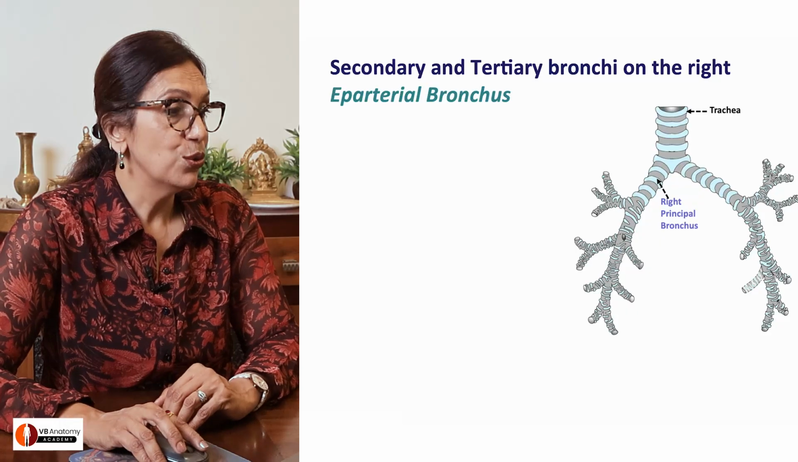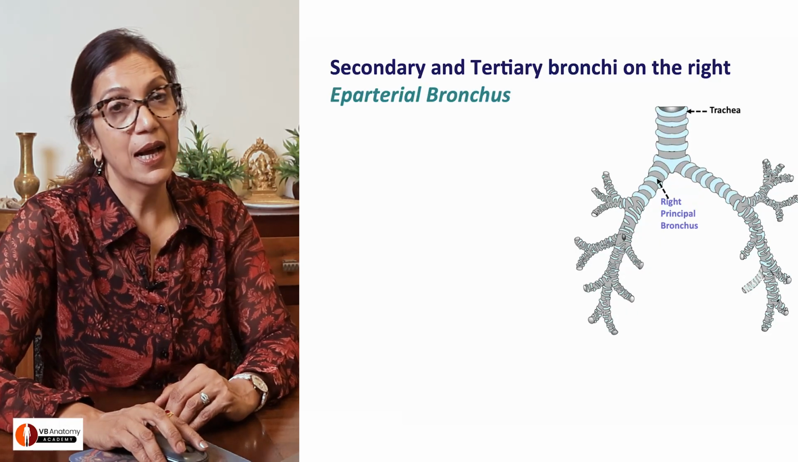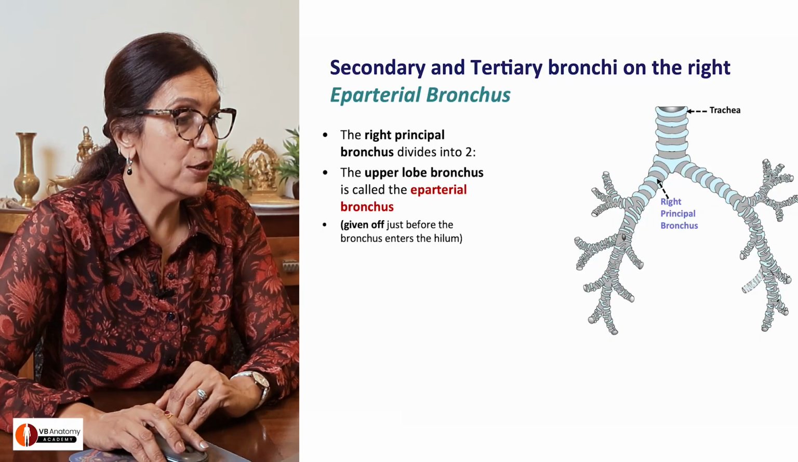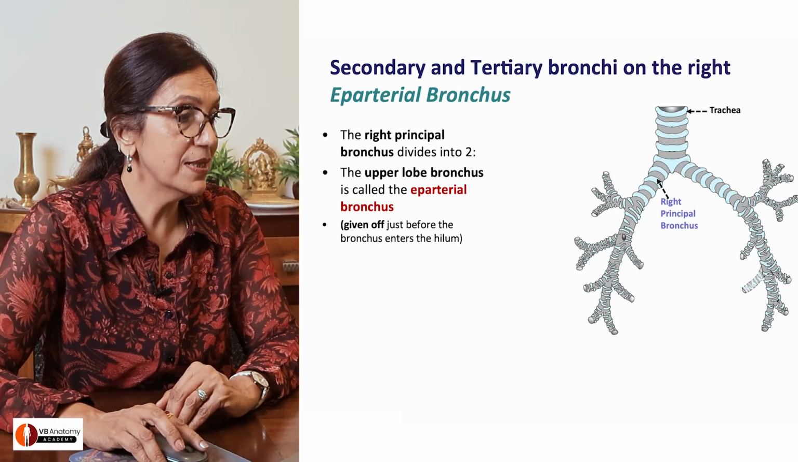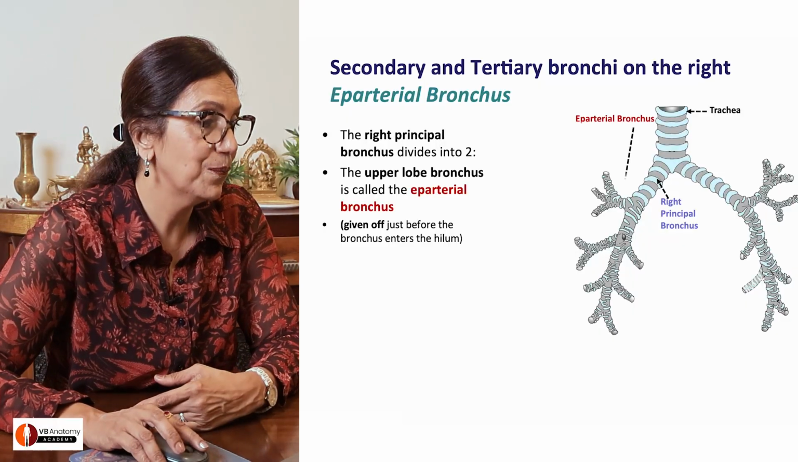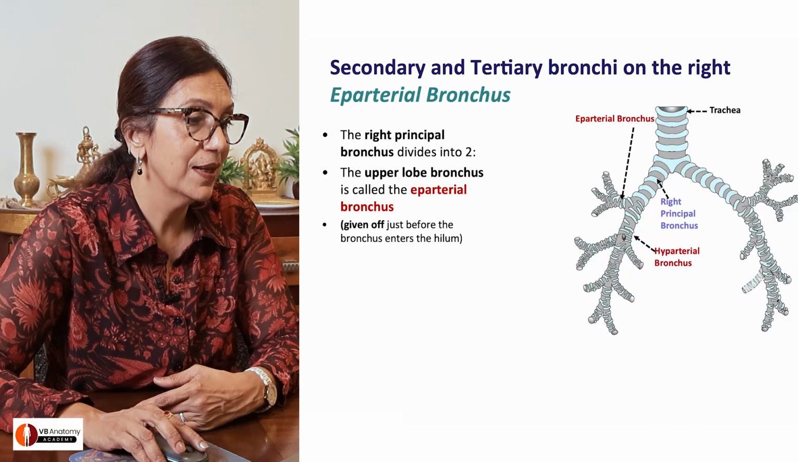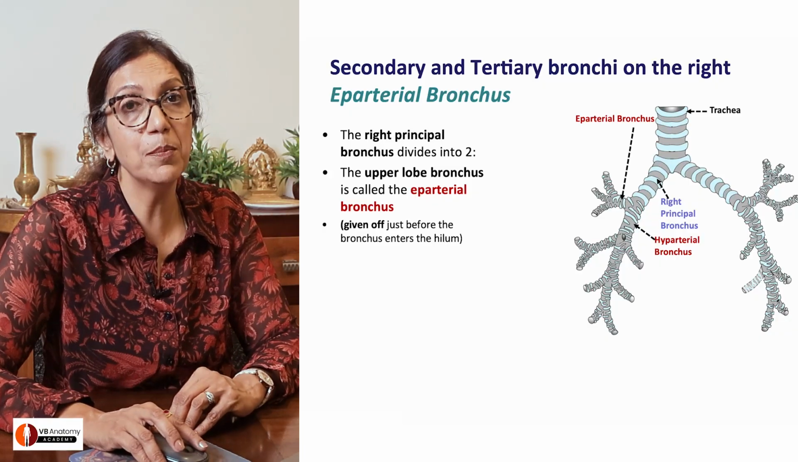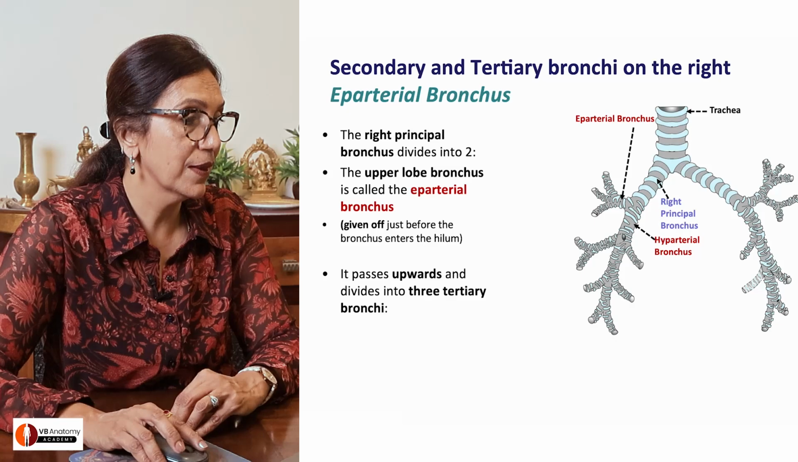After that, it divides into an eparterial and a hyparterial bronchus. The one that supplies the upper lobe is called as the eparterial bronchus. It's given off just before the bronchus enters into the hilum. Here, this one. The one that goes further down to the lower lobe is the hyparterial bronchus.